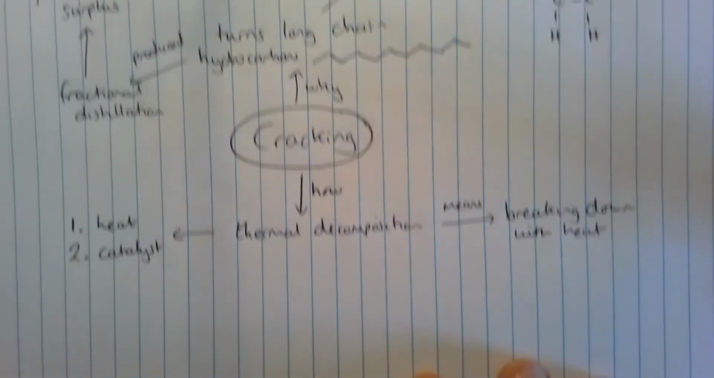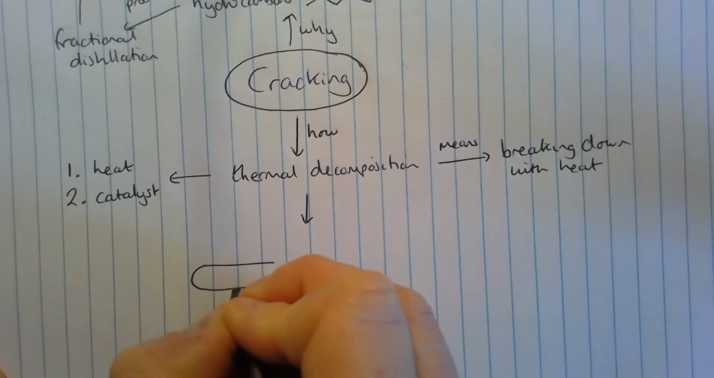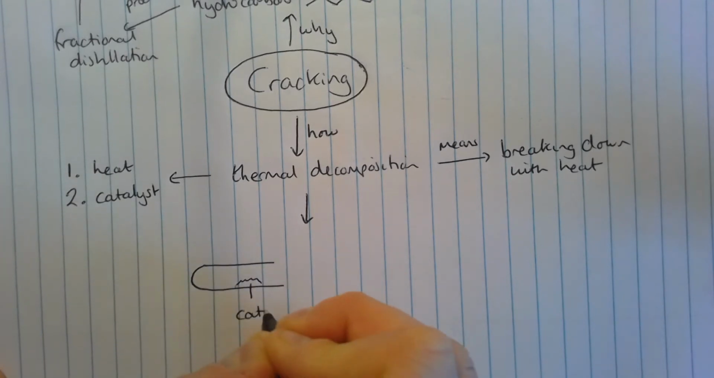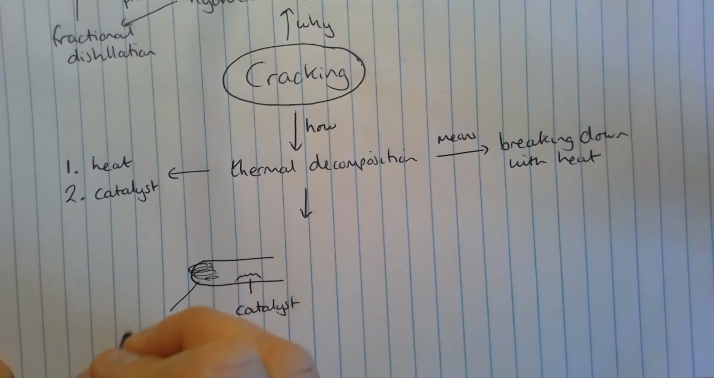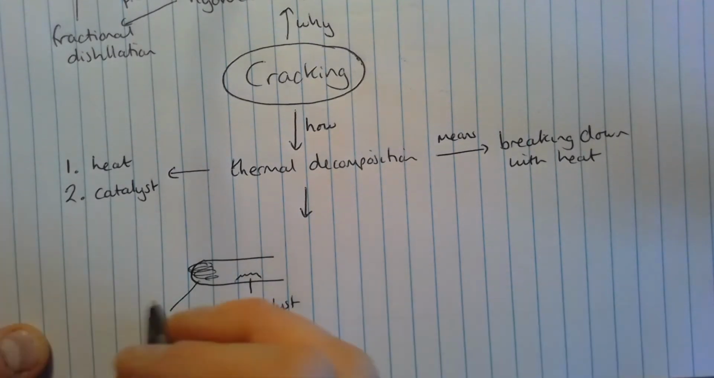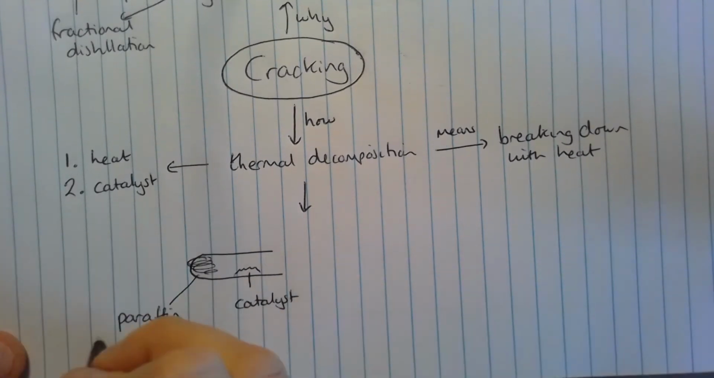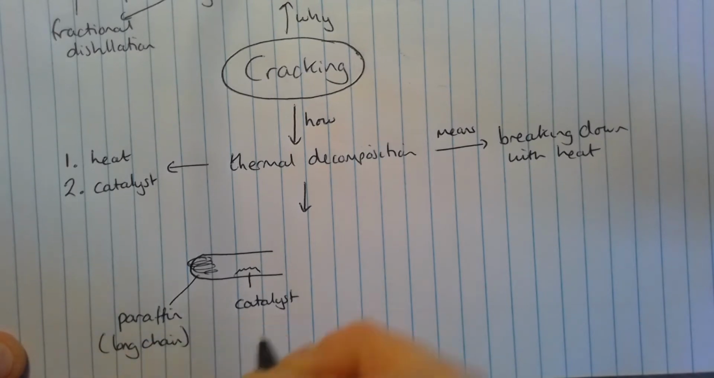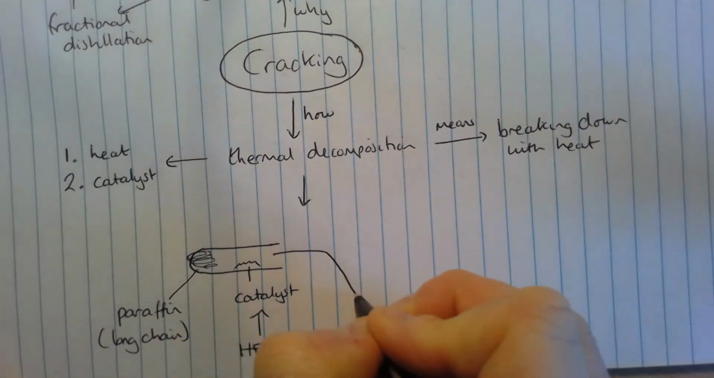Firstly, we obviously need to heat this quite strongly using a Bunsen burner, and then we also need something called a catalyst. Now, a catalyst is something that's going to make this reaction happen much faster but not get used up itself. How this is done in the lab is we have a boiling tube on its side, and into that boiling tube we put two things. We put a catalyst and we put some mineral wool soaked with a long chain hydrocarbon.